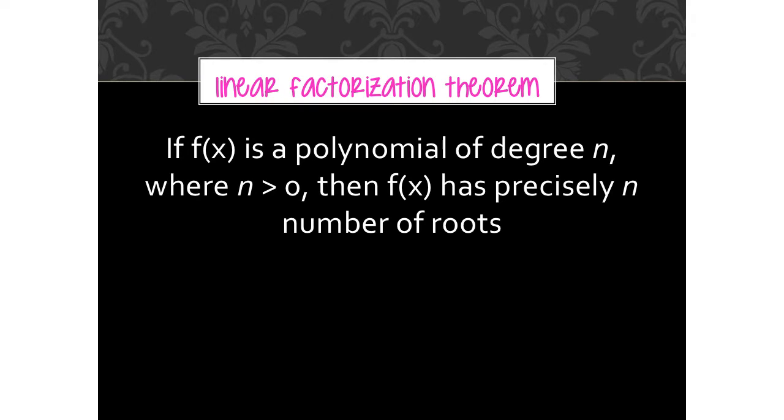So the linear factorization theorem says that if f of x is a polynomial of degree n, where n is greater than 0, then f of x has precisely n number of roots. In English, that means whatever the highest exponent is, the same number of roots you're going to get. So when you look at your function, you want to identify your highest exponent, that's your degree. Whatever that is, how many roots you should get. Exactly that number. The difference is some of those roots now are imaginary. They still count as roots.